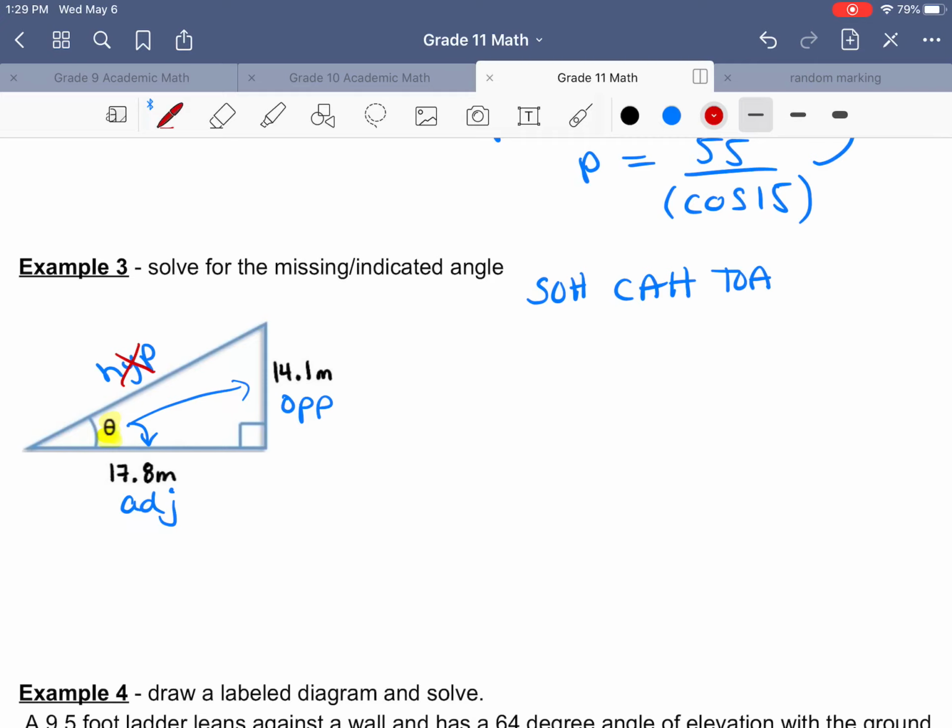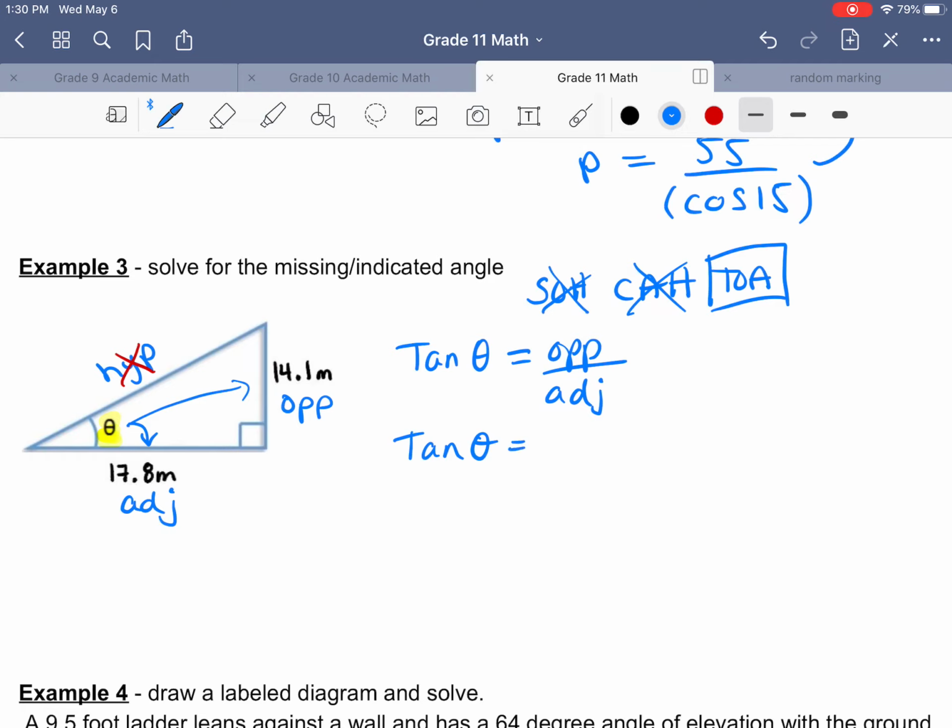And that means we need to use whichever primary trig ratio has the adjacent and the opposite in it and not the hypotenuse. And that is going to be TOA. All right, so we're going to use the tan primary trig ratio. So we have tan of theta is equal to the opposite over adjacent. Okay, next step, we're going to fill in what we know. So the opposite is 14.1, and then the adjacent is 17.8.